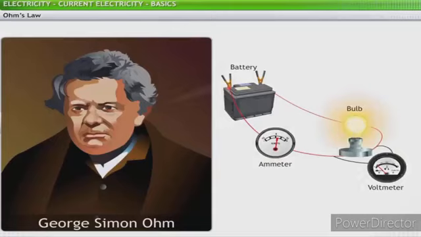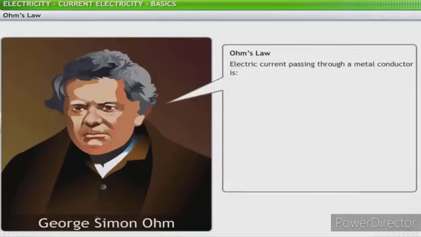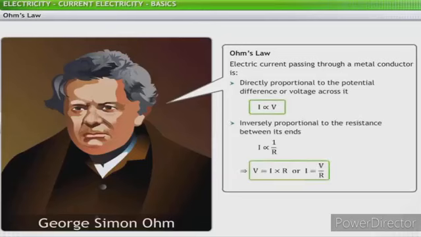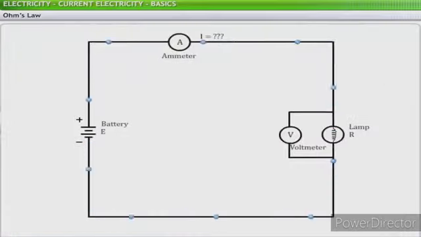Ohm's law states that electric current through a metal conductor in a circuit is directly proportional to the potential difference or voltage across it, and inversely proportional to the resistance between its ends. Thus, according to Ohm's law, voltage V is equal to the product of electric current I passing through the conductor and the resistance R offered by it.